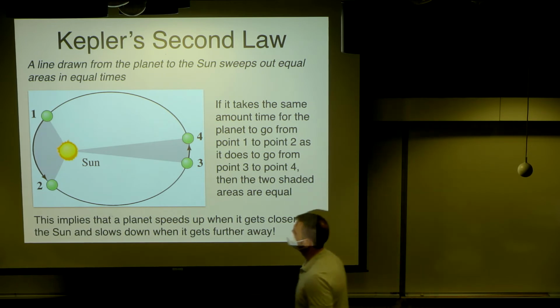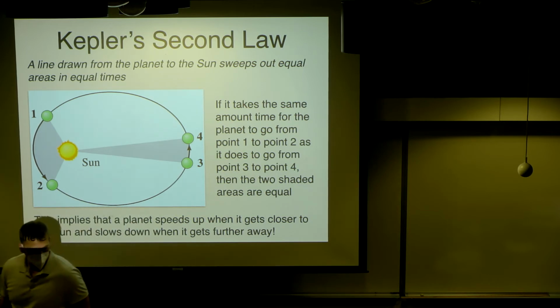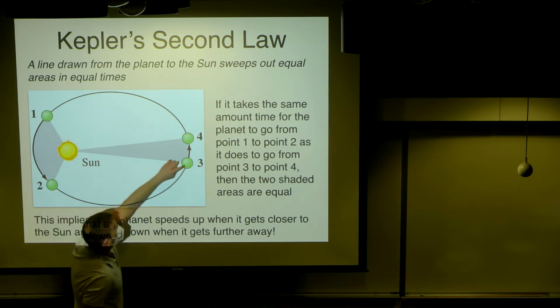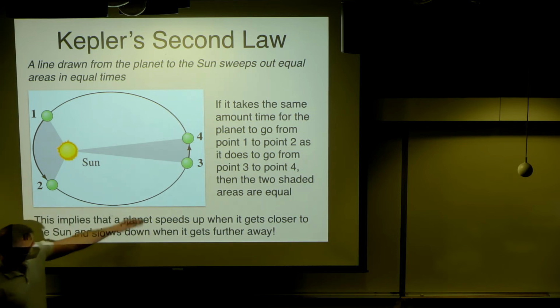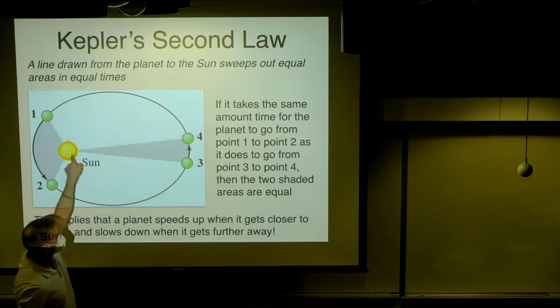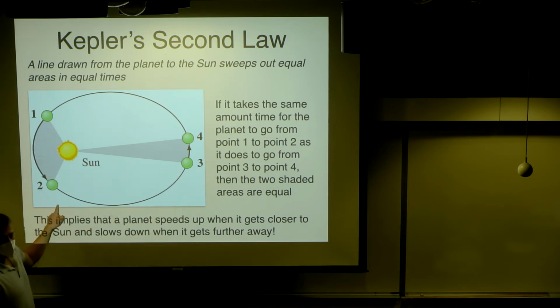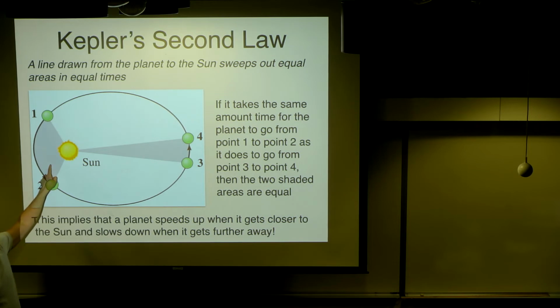So let's think about that, right? Going from 1 to 2, we're very, very close to the sun. Going from 3 to 4, we're very far away, okay? So basically, I can get a pretty big area moving from 3 to 4, even if I don't move that great of a distance, just because I'm so far away from the sun, right? Whereas if I'm going from 1 to 2, I have to move a pretty big distance to get a big area because I'm so close to the sun, right?